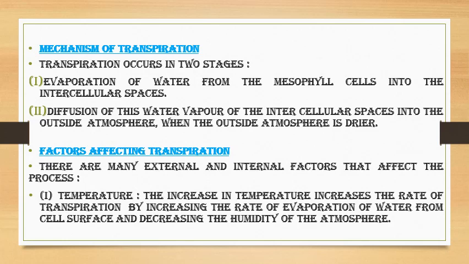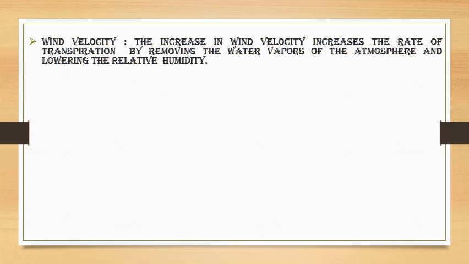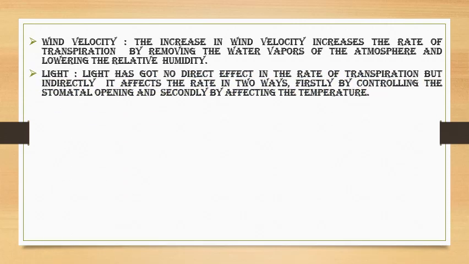Temperature. The increase in temperature increases the rate of transpiration by increasing the rate of evaporation of water from cell surface and decreasing the humidity in the atmosphere. Wind velocity. The increase in wind velocity increases the rate of transpiration by removing the water vapor of the atmosphere and lowering the relative humidity.